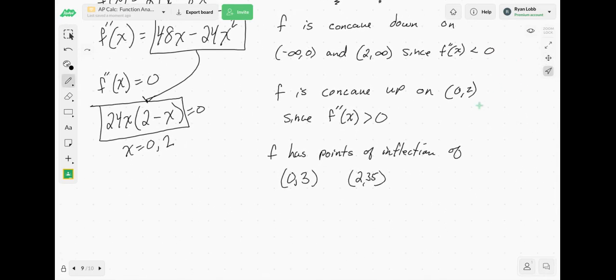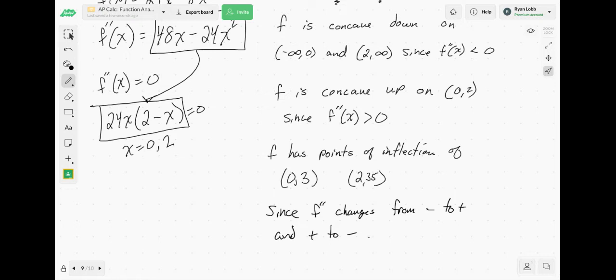And then we could justify it since f double prime changes from negative to positive and positive to negative. Done. Okay, so that's all there is to that for your concavity.